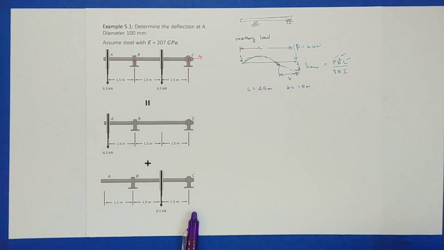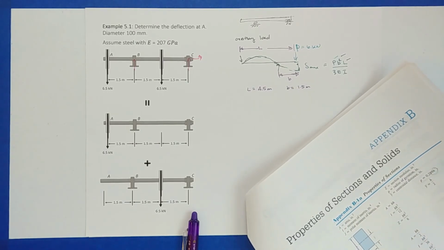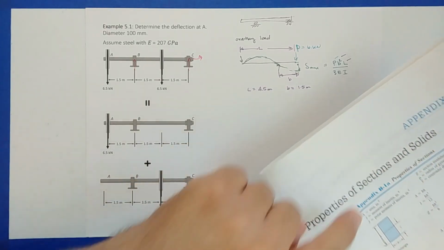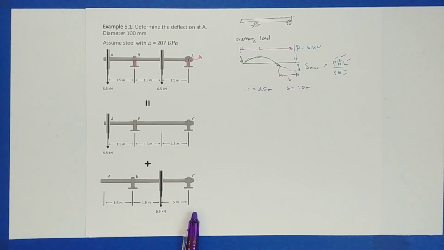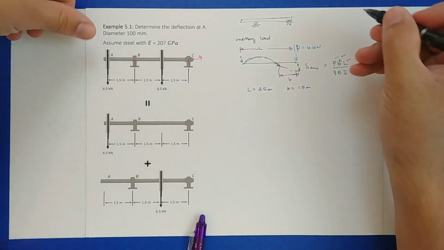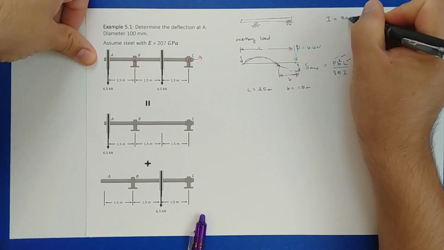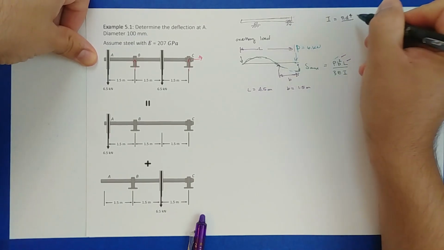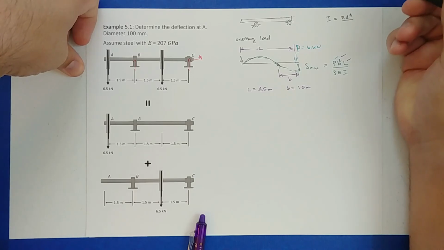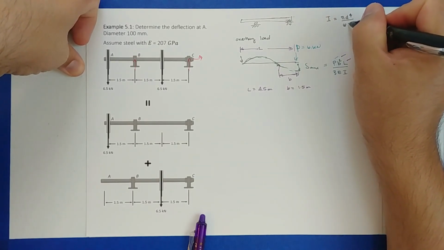And if you remember, I is the moment of inertia. Again, if you don't remember, you can look at Appendix B in your equation booklet. Appendix B has properties of sections and solids. And it tells us that the moment of inertia for a circle is just pi times the diameter to the fourth divided by 64. So pi d to the fourth by 64.